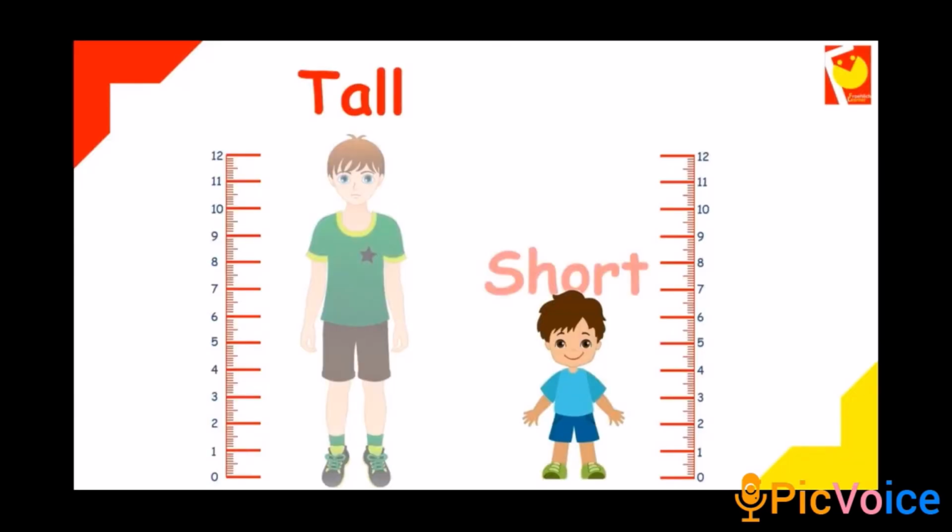See children, shall we start with tall and short? Okay, what can you see from this picture? We can see two boys, isn't it? One boy is tall, he is on the left hand side, and another boy is short, he is on the right hand side. By using this picture, how can you identify he is tall and he is short?